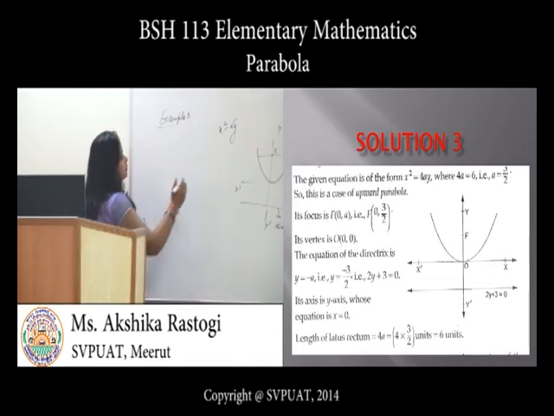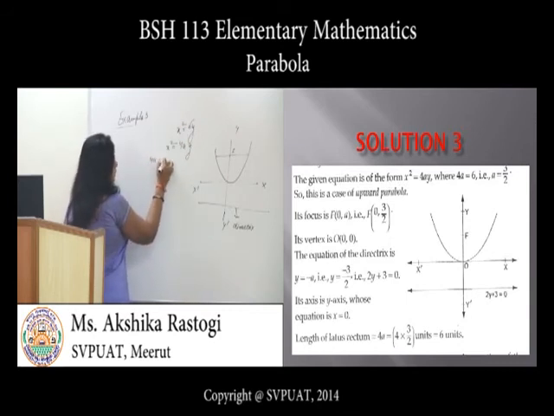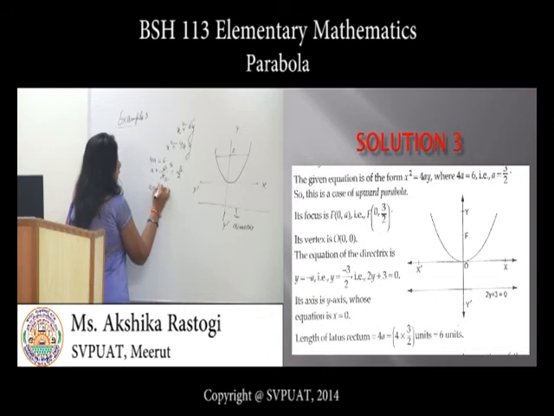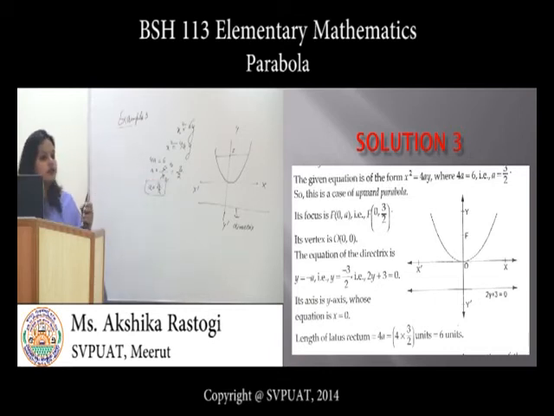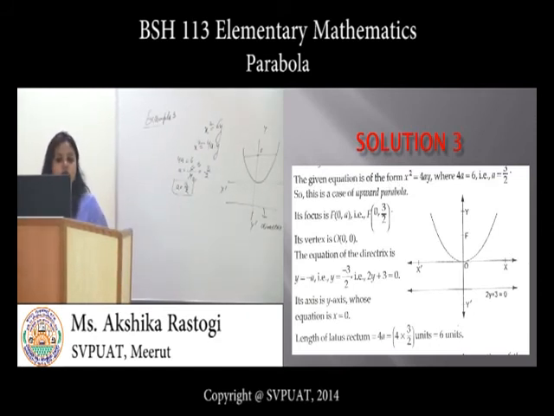Now first of all, what do we do? We write the standard equation, that is x square equals 4ay. Comparing this with this, we have 4a equals 6, a equals 6 upon 4, a equals 3 upon 2. So the value of a is 3 upon 2. Now the rest of the things are easy to calculate. First we find the focus.